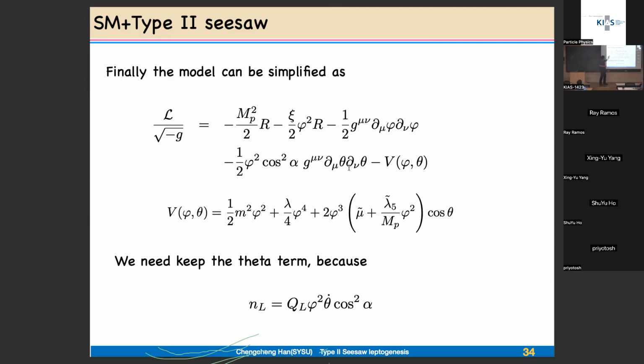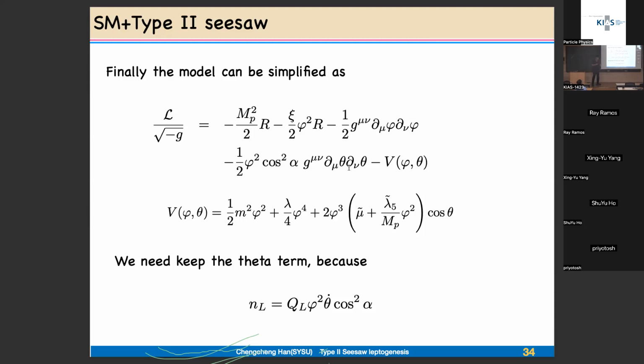Here we add the general potential for this term, and this cubic term, and we also need to add the dimension 5 operator term, because during inflation the field value is close to Planck. These dimension 5 operators are not small anymore. But anyway, in low-energy physics this does not matter, because it is Planck suppressed.